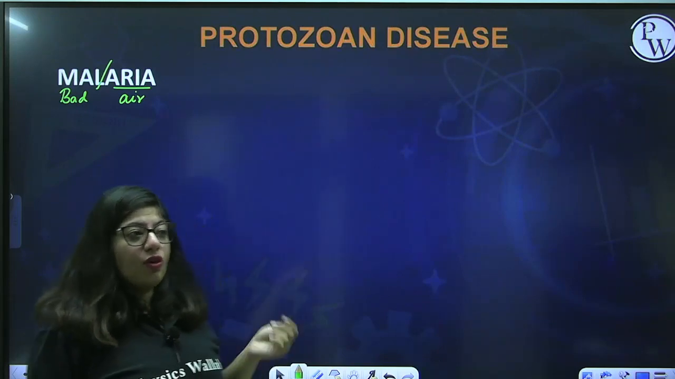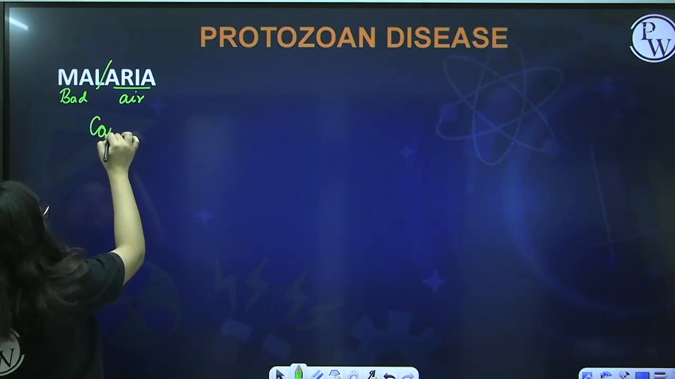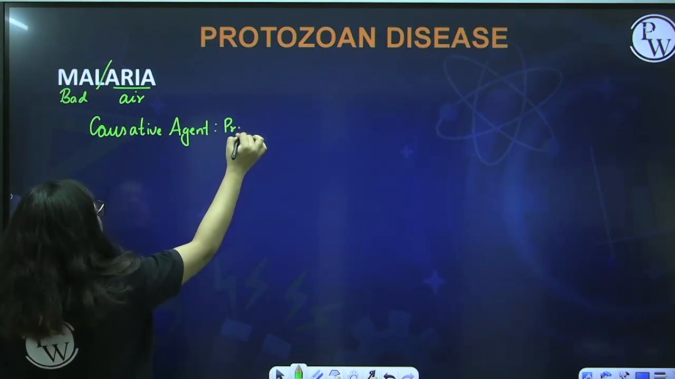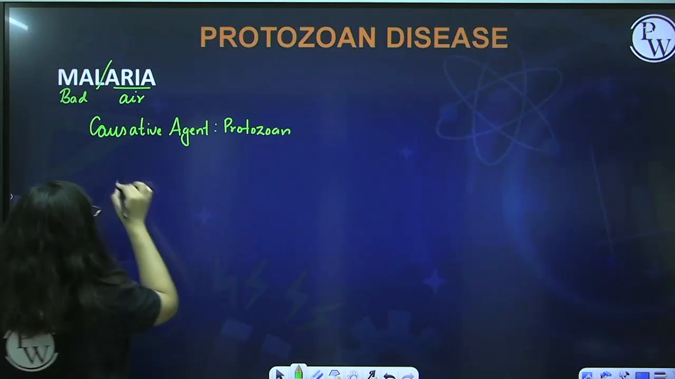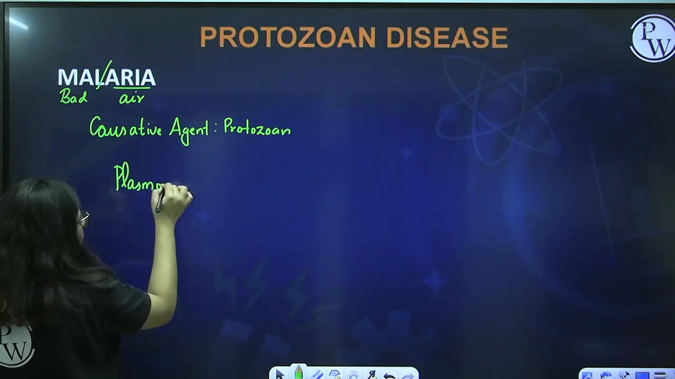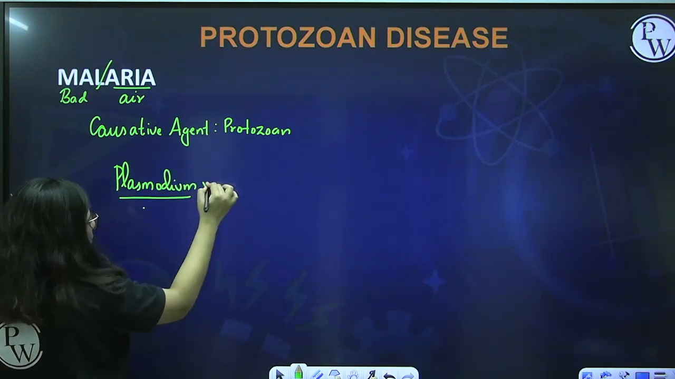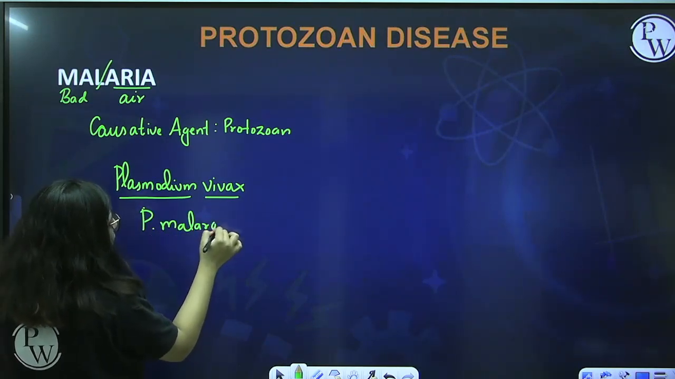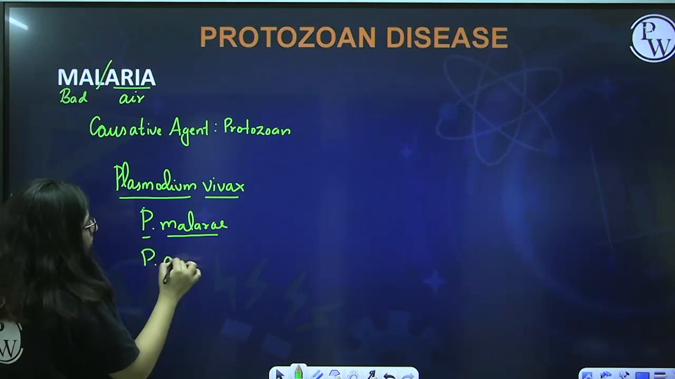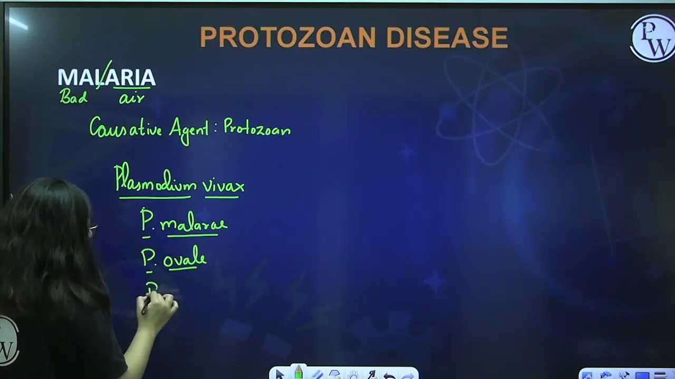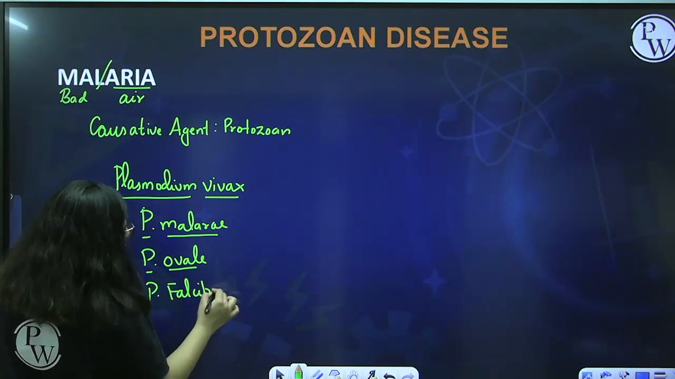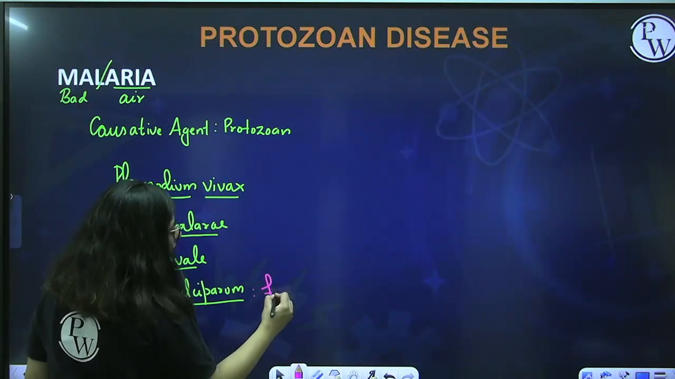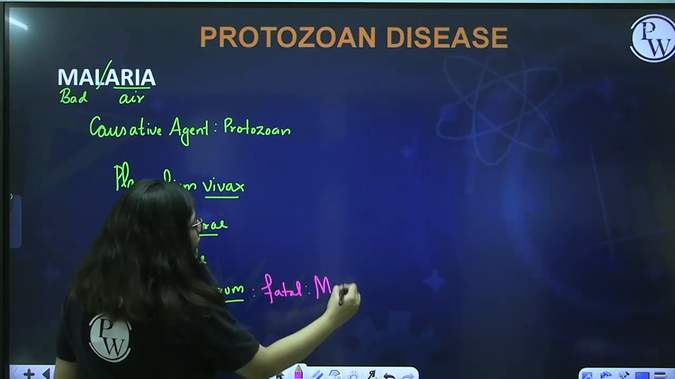But later on we got to know there is a causative agent. That means there is someone who is causing you disease, and that's a protozoan. The name of the protozoan is Plasmodium. So Plasmodium is of various types like Plasmodium vivax, Plasmodium malariae, this was the first one to be discovered, Plasmodium ovale and Plasmodium falciparum. Out of all of these, Plasmodium falciparum is the most dangerous one. This is a fatal one, and this causes malignant malaria.